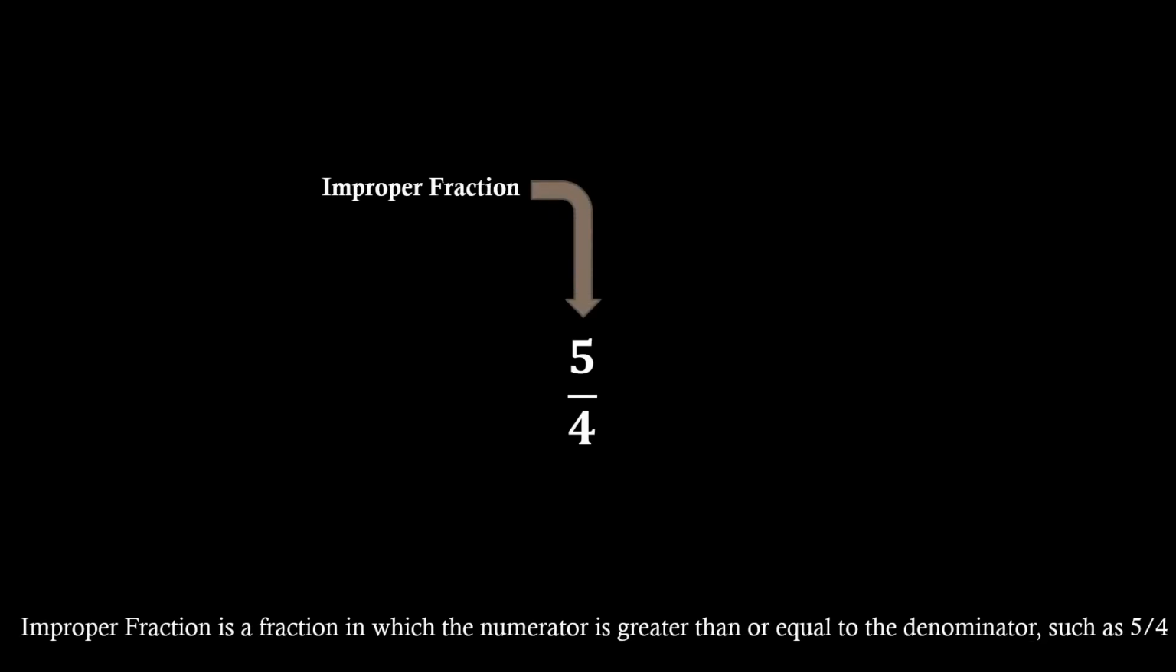Now, what about 5 over 4? And how do we visualize it? Well, 5 over 4 is known as an improper fraction. An improper fraction is a fraction in which the numerator is greater than or equal to the denominator. The improper fraction 5 over 4 can be written as a mixed number 1 1/4.